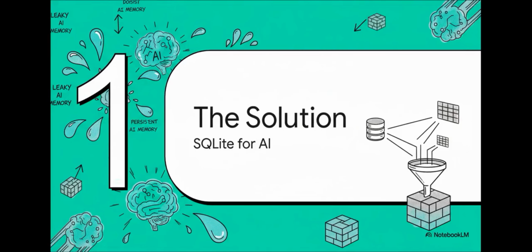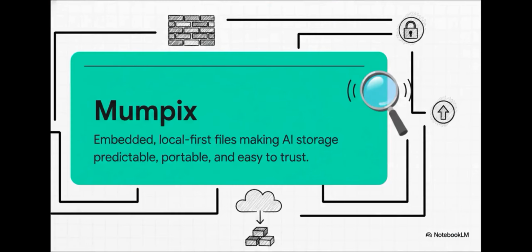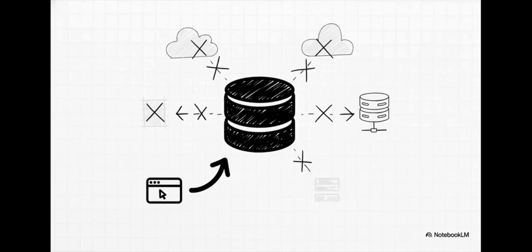So, okay, how do you fix a leaky memory like that? Well, Mumpix has a solution that's going to feel instantly familiar to millions of developers, because it draws its inspiration from one of the most trusted tools in all of software. So what is Mumpix? It's basically an embedded, local-first database file that's designed from the ground up for AI. The keywords here are real infrastructure. Instead of some fragile, unpredictable black box, you get storage that is predictable, portable, and something you can actually trust in production. And getting started couldn't be simpler.